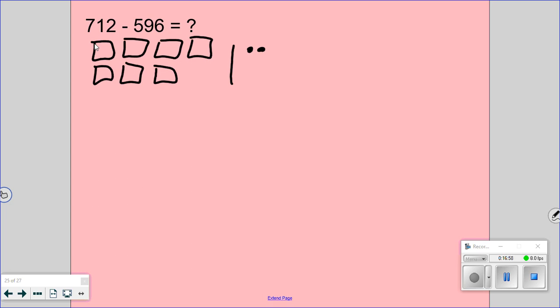To the side, draw our circle. What am I taking away? It's like a black hole. Kind of. And it sucks up. What am I taking away from 712? Addison? 596.